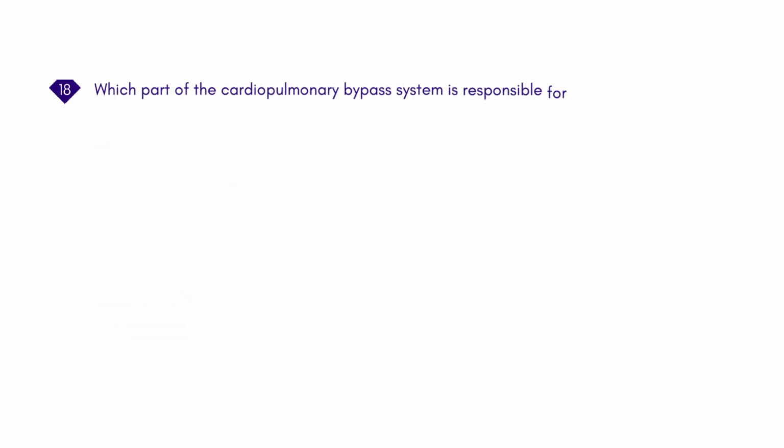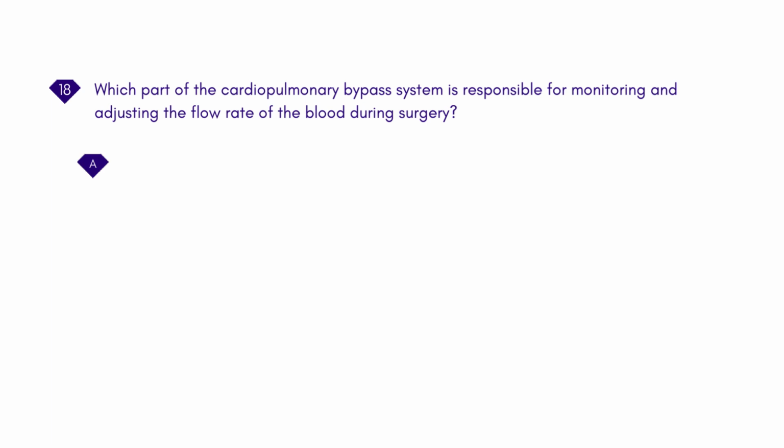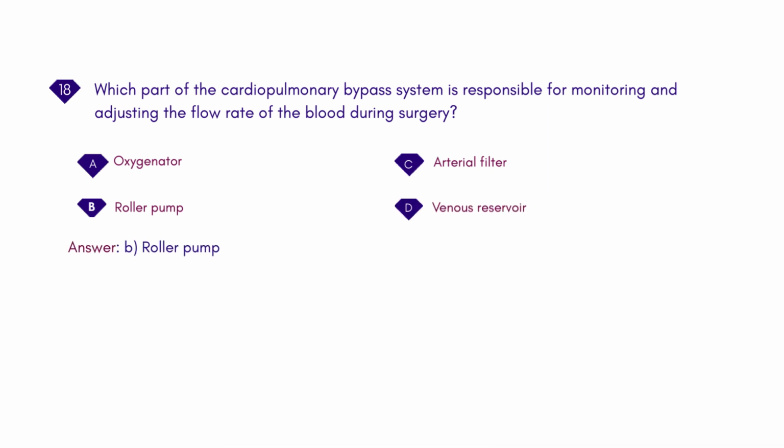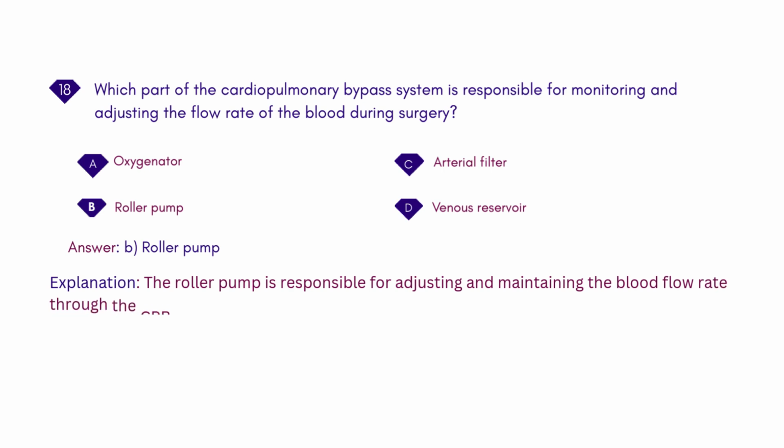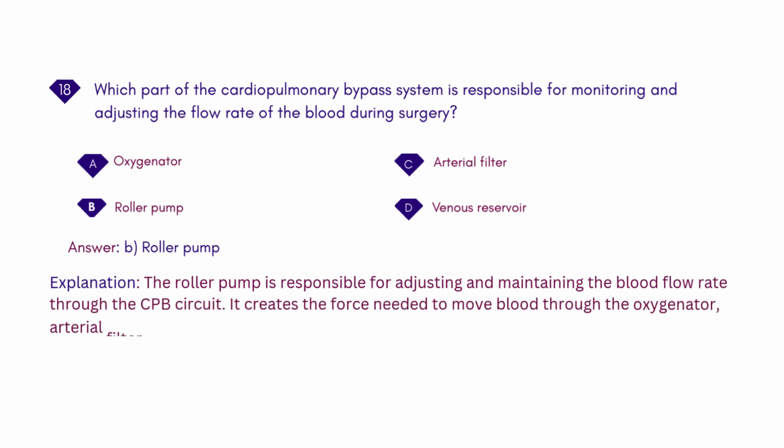Which part of the cardiopulmonary bypass system is responsible for monitoring and adjusting the flow rate of the blood during surgery? A. Oxygenator. B. Roller pump. C. Arterial filter. D. Venous reservoir. Answer: B. Roller pump. Explanation: the roller pump is responsible for adjusting and maintaining the blood flow rate through the CPB circuit.